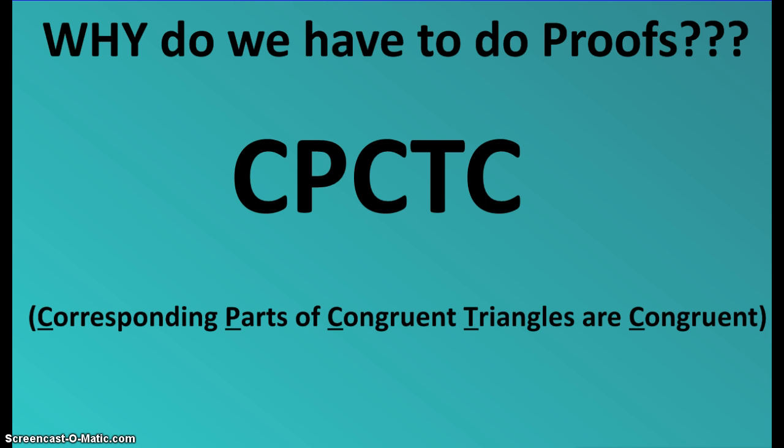And if we prove 2 triangles are congruent, then we know that their remaining sides must also be congruent. That's where you get CPCTC: corresponding parts of congruent triangles are congruent. So if I know 2 triangles are congruent, then their corresponding sides and corresponding angles have to be congruent. They have to be. Okay?